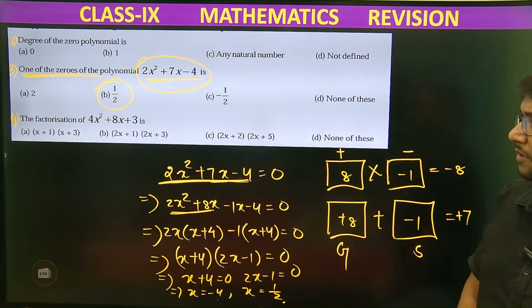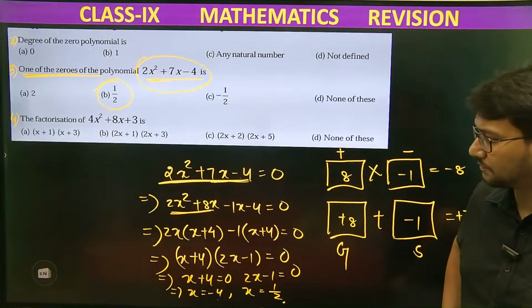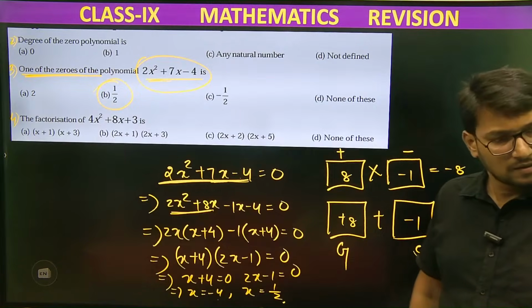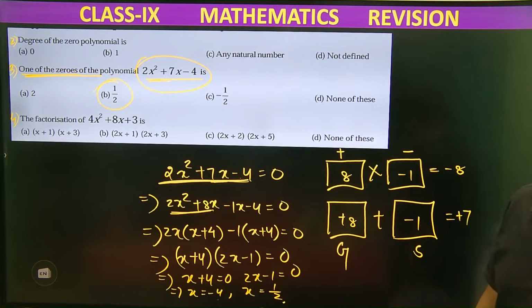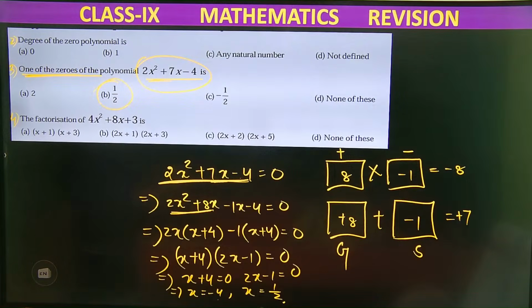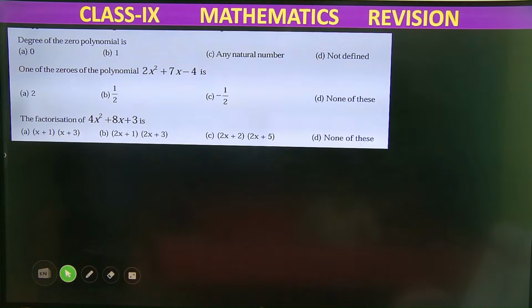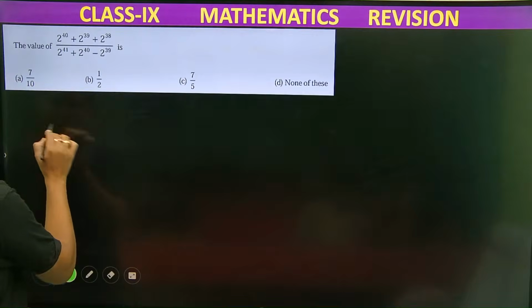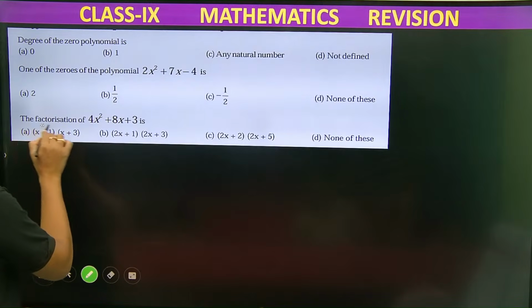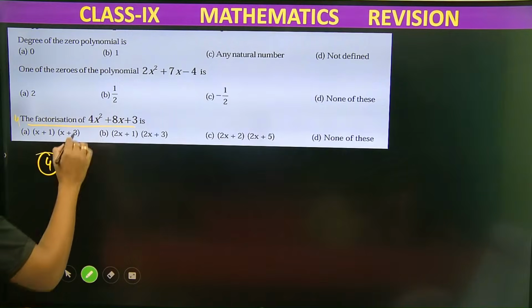Question number 4. Check for everyone. Factorize it. Shall I solve now, children? Number 4 question. This is number 4, I am solving. Number 4 is what? Factorize this.